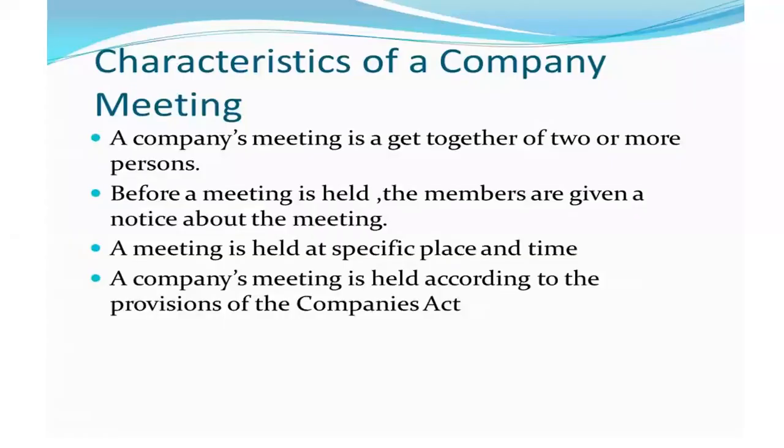So let's move on to the characteristics of a company meeting, okay? What are the characteristics? A company's meeting is a getting together of 2 or more than 2 persons. Minimum requirement is 2 and a maximum is not mentioned over there.